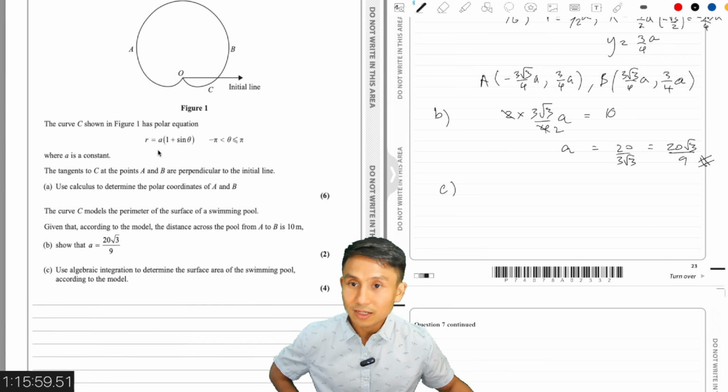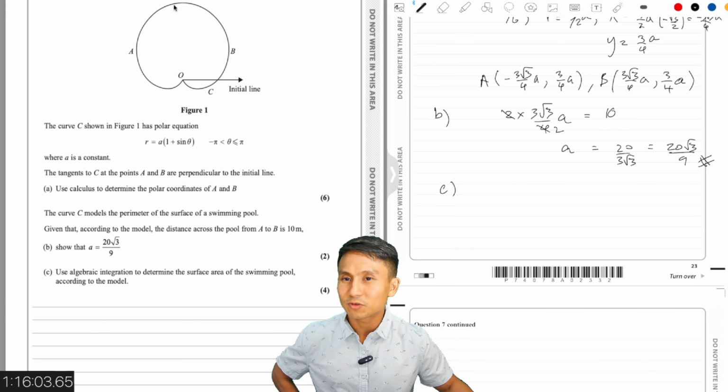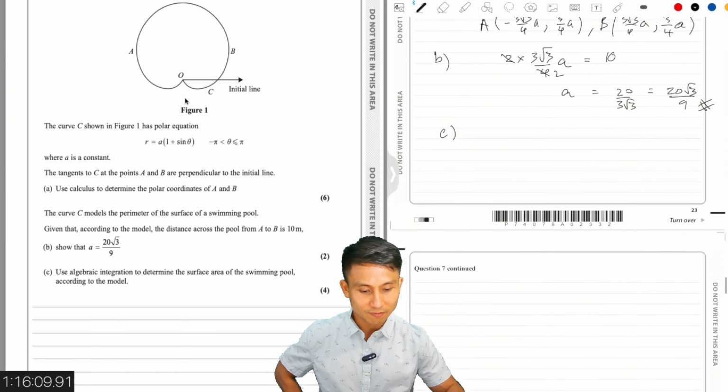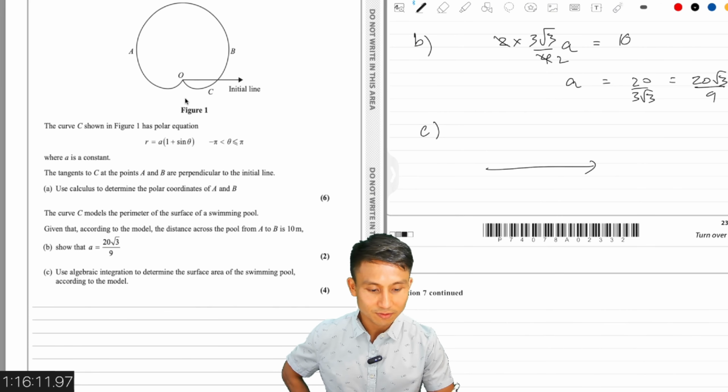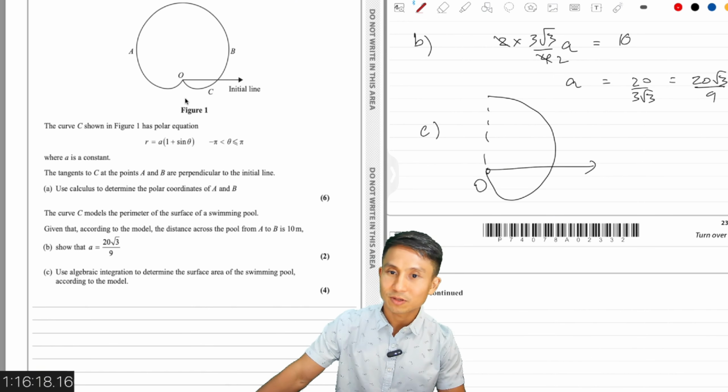Yeah, so I think the whole thing. We go from the initial line, sweep to the other side. Or we go from here to here. Okay, let's do half, right? So I'm just going to do half. That's the initial line, that's the origin. Let's do this half, yeah? So this half, right?